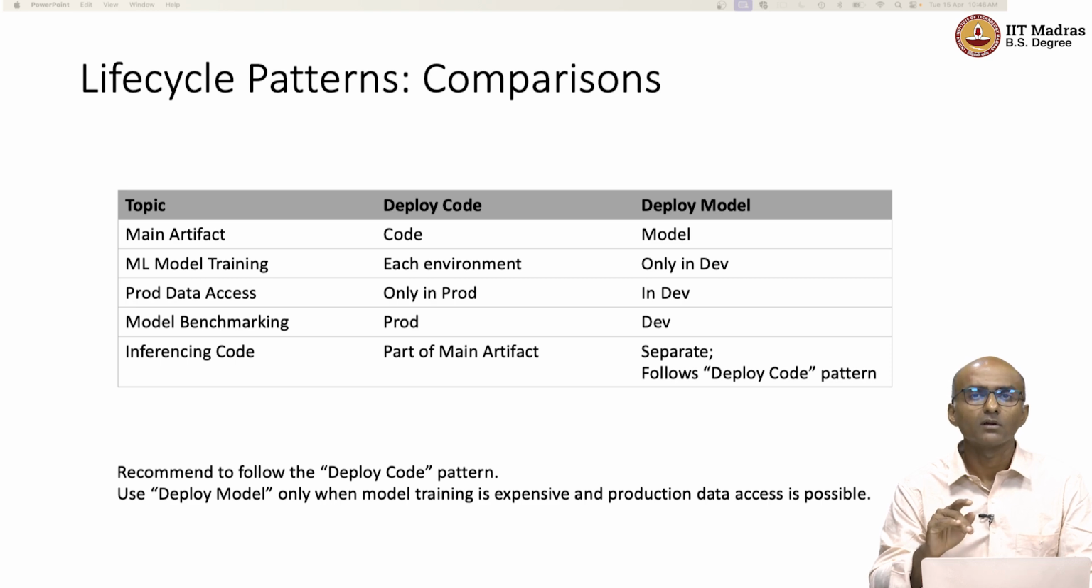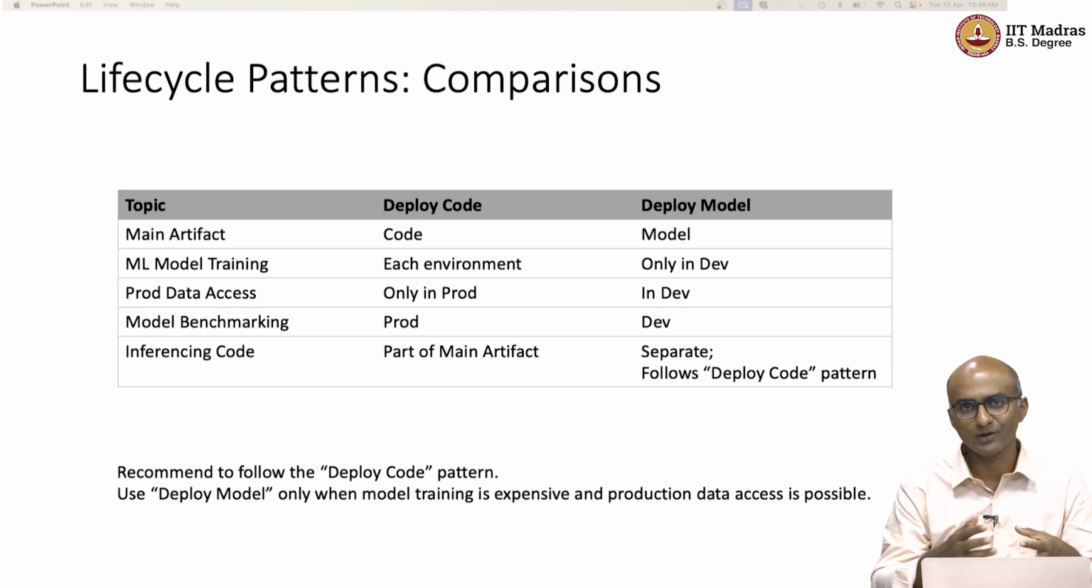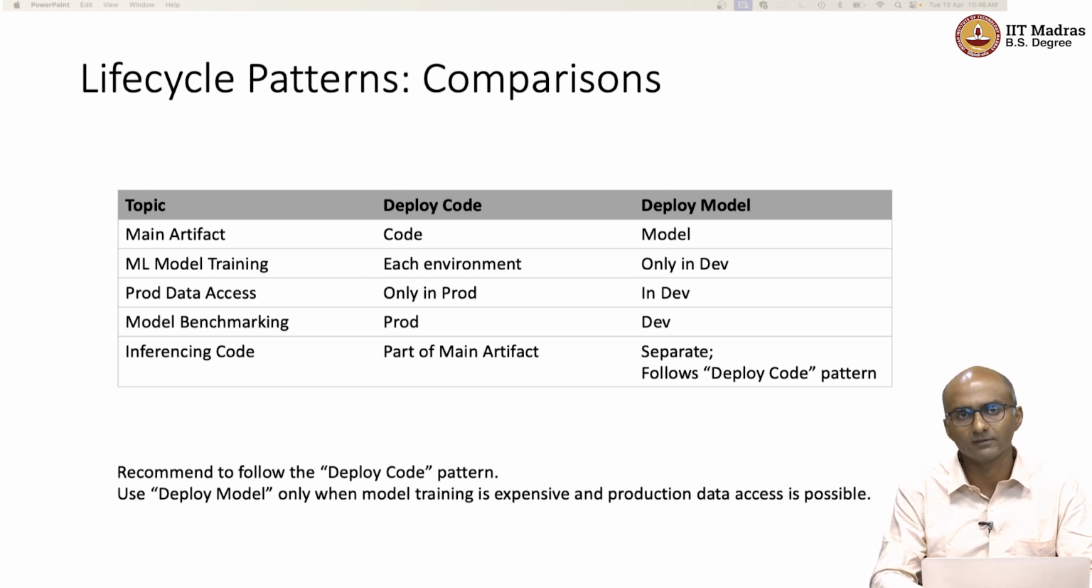So therefore, if you are going to choose deploy model as the lifecycle pattern that you want to follow, you better make it amply clear to your stakeholders and your IT teams that production-like data access is going to be mandatory for your work to happen. Put in other words, you might not be able to choose the deploy model lifecycle pattern in many enterprises because production data access is not going to be available. Whereas in the deploy code lifecycle pattern, production data access is only required in production, not even in staging, right? So the separation of environments is clean.